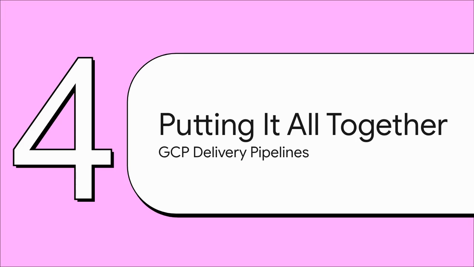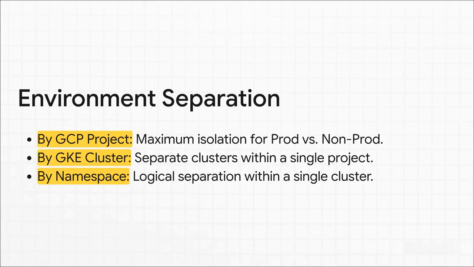All right, so we've seen the individual components. We've seen the factory and the logistics network. Now let's put it all together into a final blueprint that you can actually use to architect your own delivery pipelines on GCP. One of the first big architectural decisions you'll make is how to separate your environments. For maximum bulletproof isolation, you can use completely separate GCP projects. For more of a balance between isolation and cost, you might use separate GKE clusters. And for simple, logical separation, you can just use different namespaces within a single cluster. The right choice really just depends on your team's needs for security and, of course, budget.